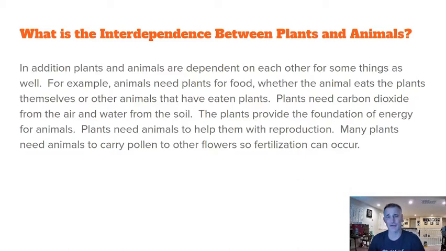Plants need animals, as I mentioned before, to help them with reproduction. Certain flowering plants are going to need pollinators like bees and hummingbirds to help carry pollen from one flower to the other so fertilization can occur. So that's what we're talking about when we're talking about interdependence between plants and animals.